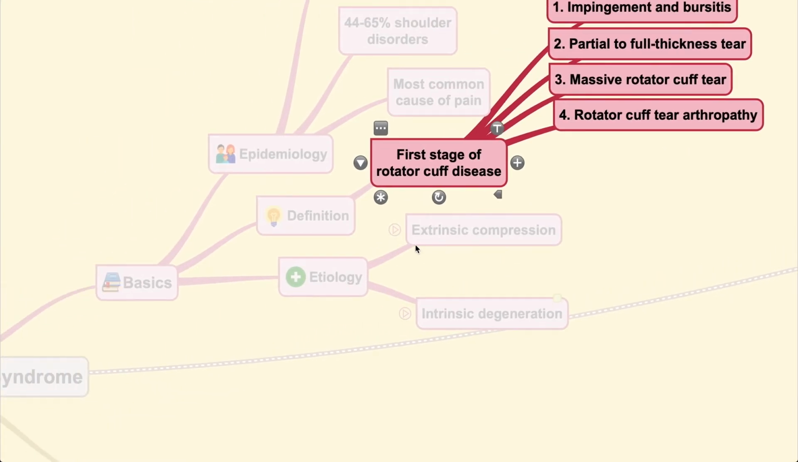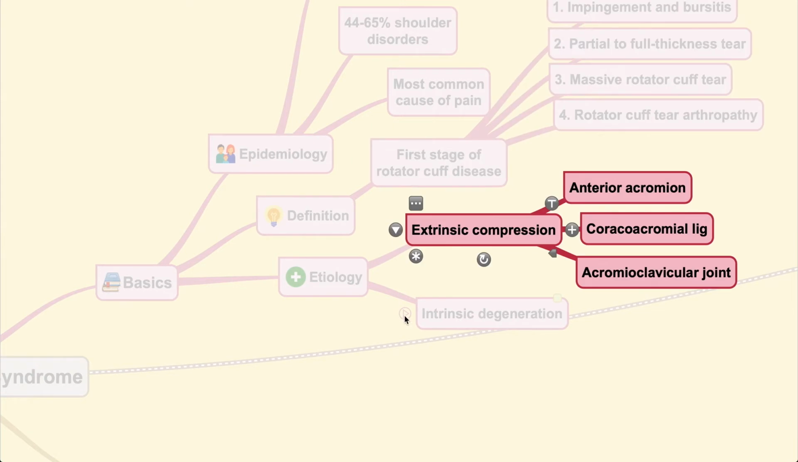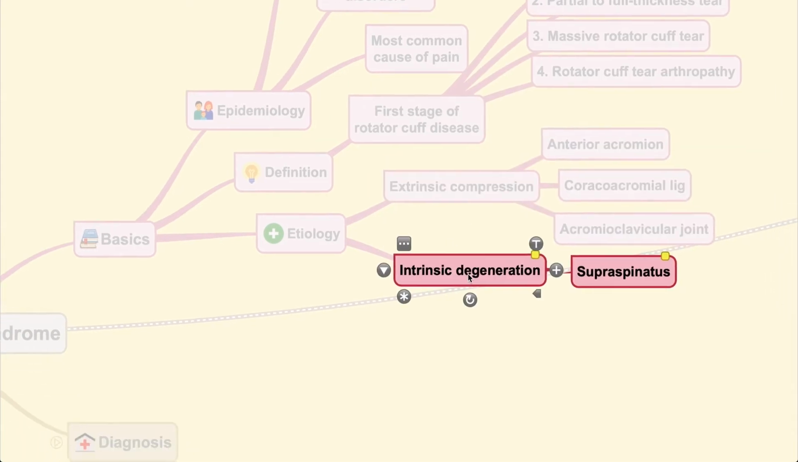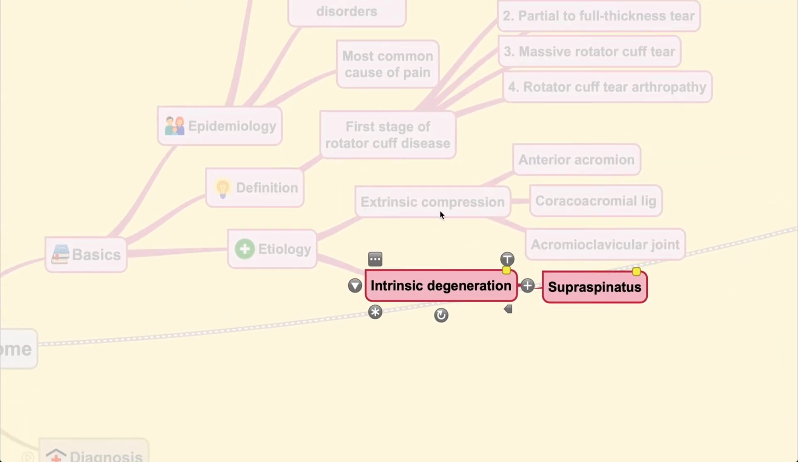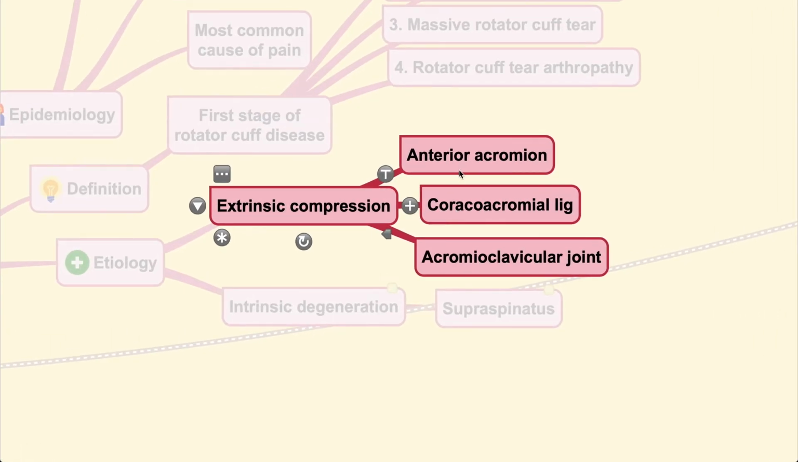Now, the impingement itself could come from extrinsic or intrinsic degeneration. Now, the extrinsic compression may come from the acromion. It may come from the coracoacromial ligament, which crosses from the coracoid to the acromion, and it may also be caused by abnormalities in the acromioclavicular joint.